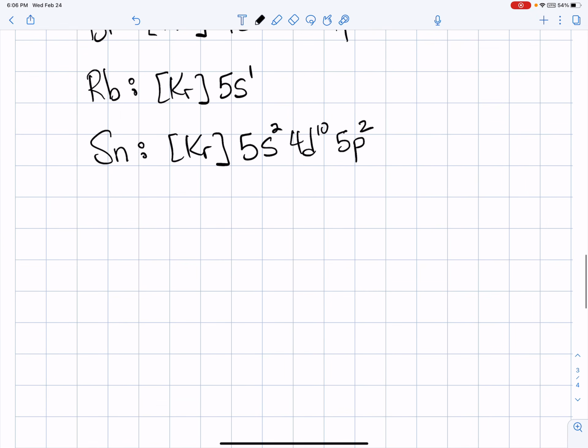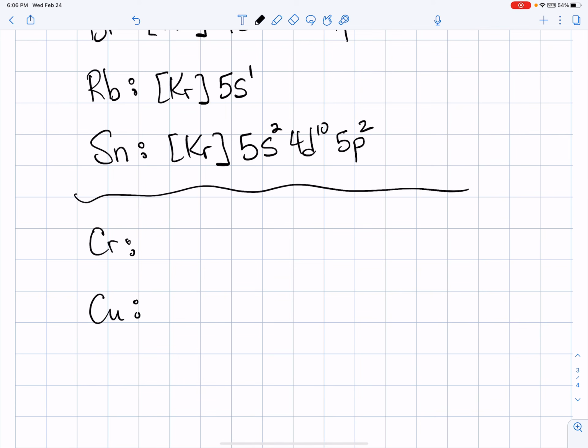Now, one last thing. Can you give me what you would think is the noble gas configuration for chromium and also for copper? Okay, pause the video and write out the noble gas abbreviated configurations for those two elements.